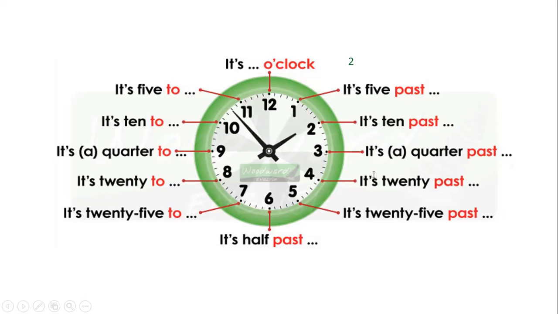So, Elvis, let's continue with you. We have here the next one. It's 2:20. Okay. It's 2:25. It's 2:30. It's 2:25. Okay, excellent. It's 2:20. Okay. It's 2:45. It's 2:50. It's 2:55. It's 3 o'clock. Excellent. Perfect. Okay. So let's continue.